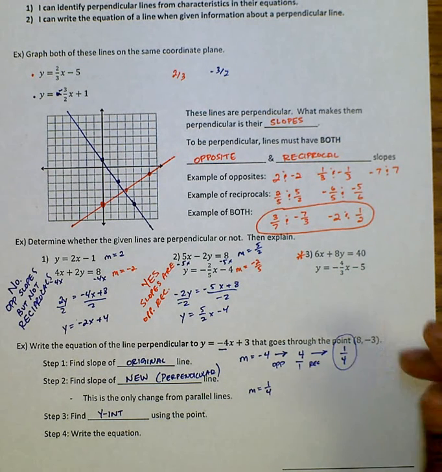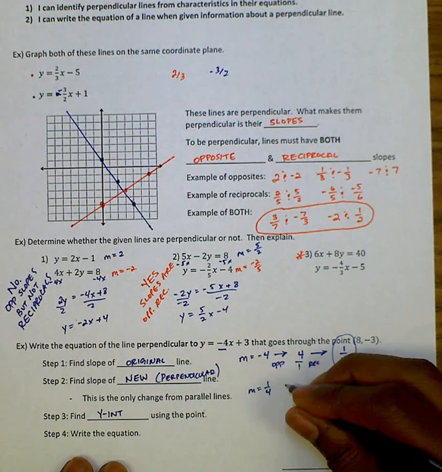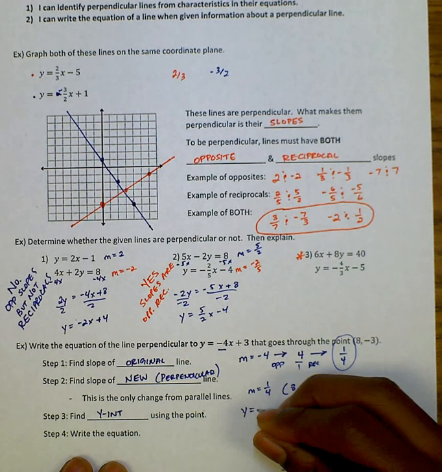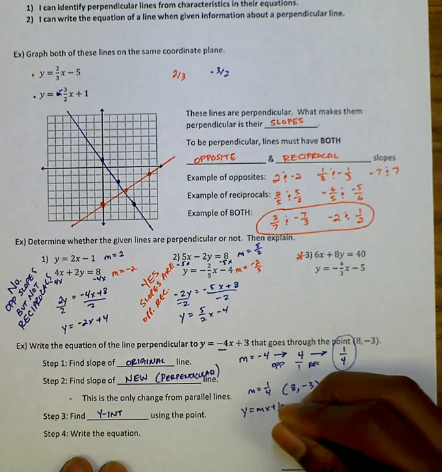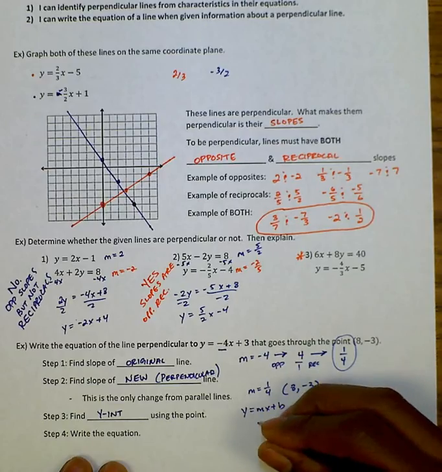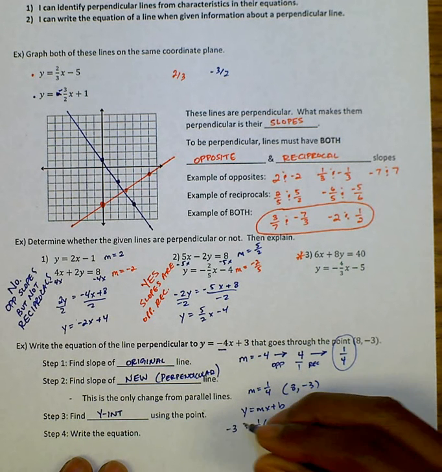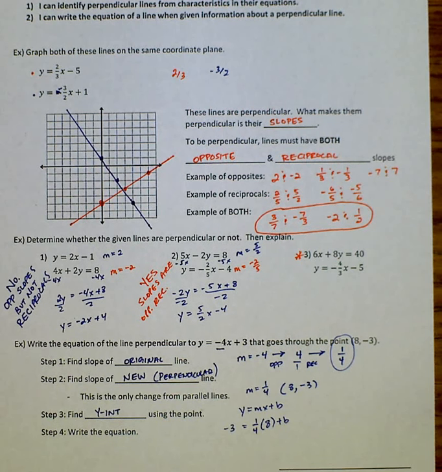The point that we're going to use is 8, negative 3. Plug it into our slope-intercept form, where our slope we know is 1/4. Our x value is 8. We don't know b yet. Y is negative 3. Okay. And now we just solve for b.